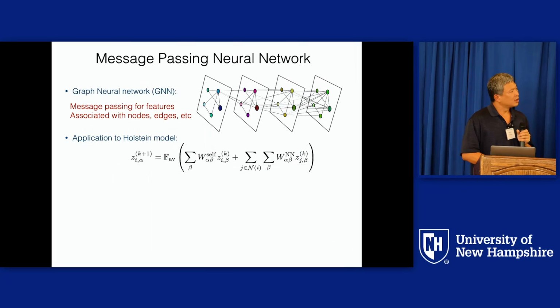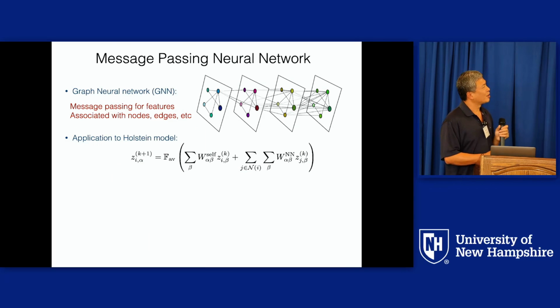Right. So another even more elegant approach is based on message passing neural networks. And one famous example is the graph neural networks. So the object to be transformed is a graph, and then you can have features associated with each node or edge of the graph.